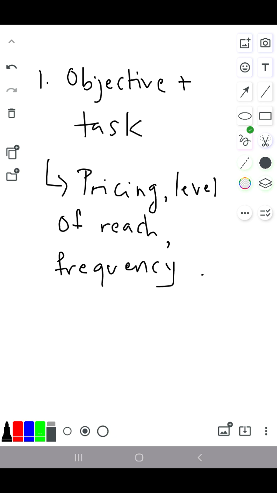The more the customer sees the message, the higher the probability of the customer acting on that message, which basically means that you will end up selling that product. All right, so this is objective and task.